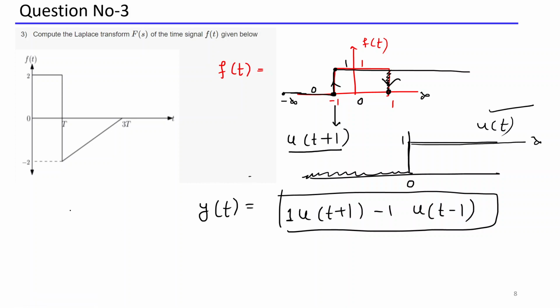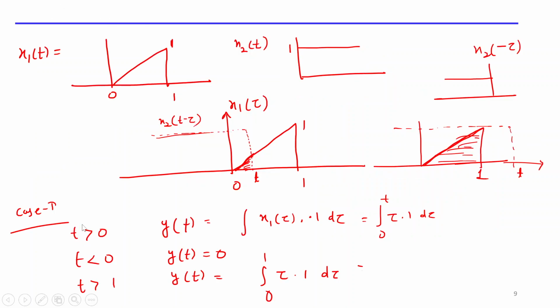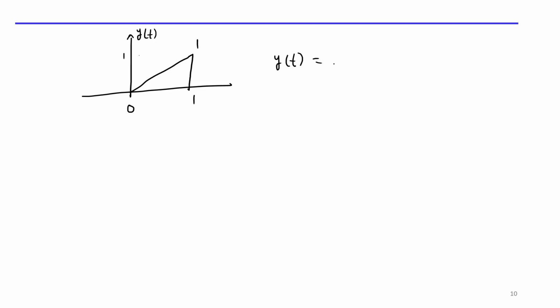Okay, if you understand this one, now we will try to understand another concept. Let's say this one, 0, 1. This height is also 1. So what is the y of t equation, sir? Now this is another concept, sir, because this is not a unit step signal, it is like a ramp signal.